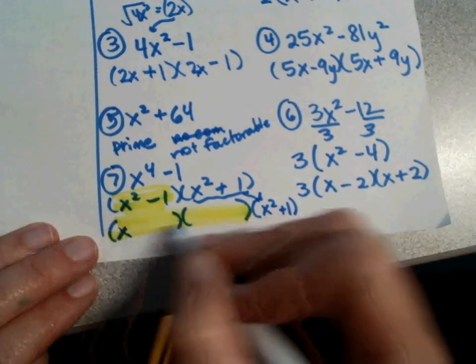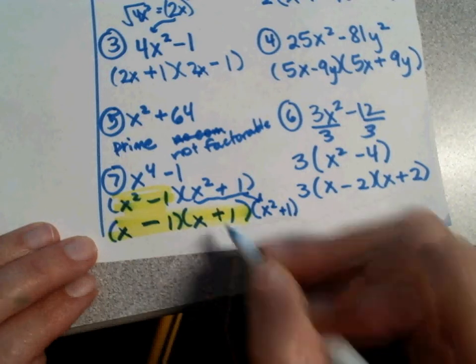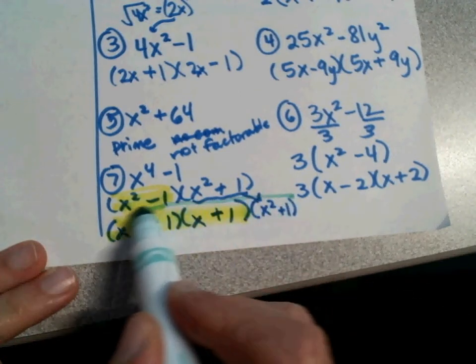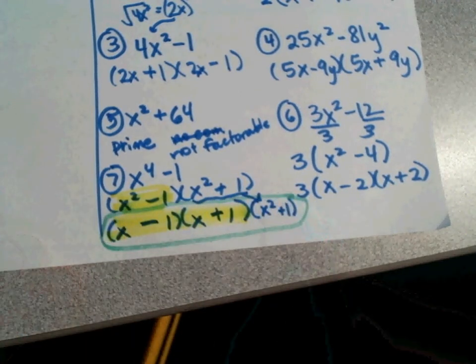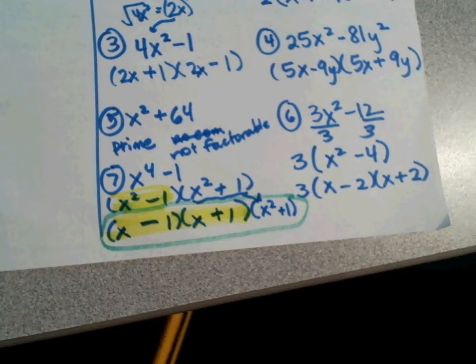All right, back to the yellow one. Square root of x squared, x and x. Square root of 1, 1 and 1. Make one minus, make one plus. So your final answer on number 7 has 3 sets of parentheses for a final answer.